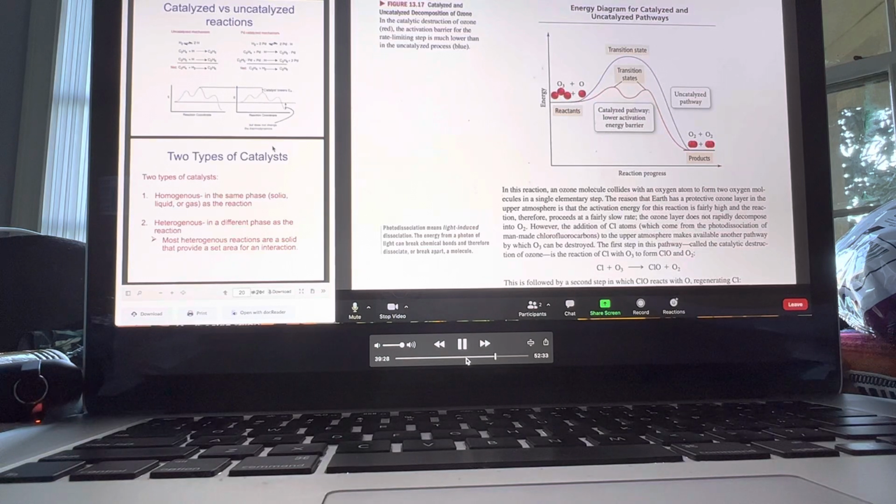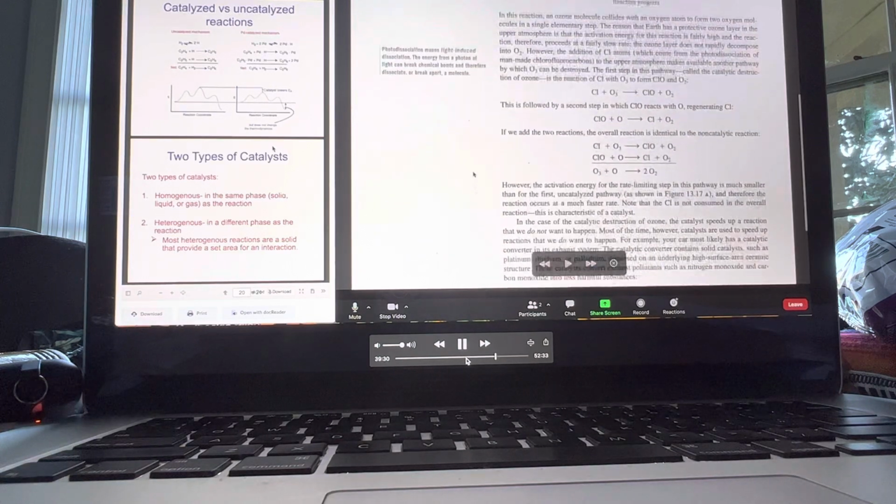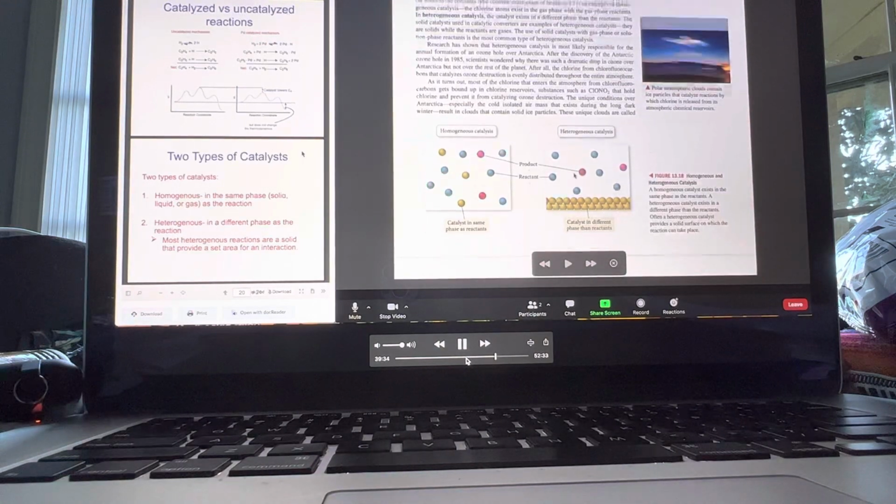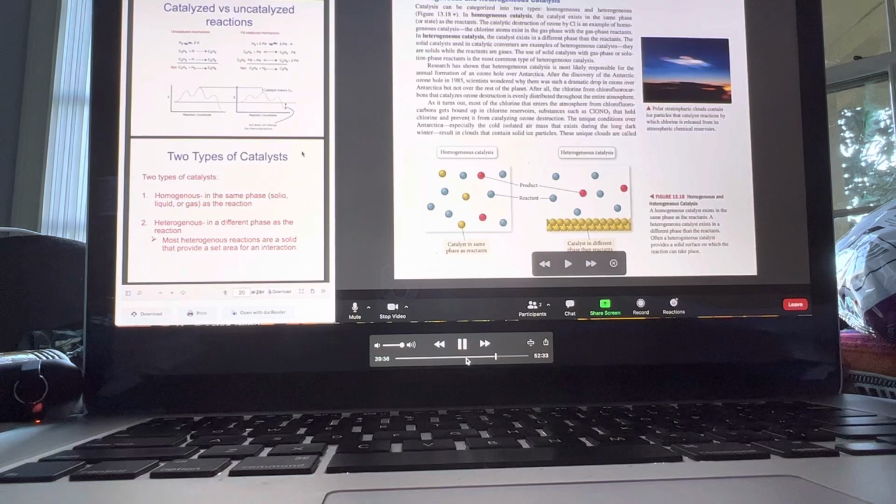Okay, cool. And there are things like homogeneous and heterogeneous catalysts. A homogeneous catalyst is in the same phase as the reactants. For example, if your reactants are gases and your catalyst is a gas, it's a homogeneous catalyst. If all your reactants are gases and your catalyst is a solid, then it's a heterogeneous catalyst. Can you say that one more time?